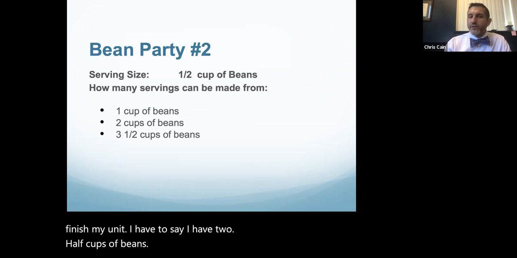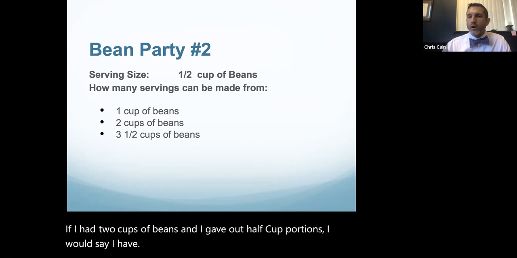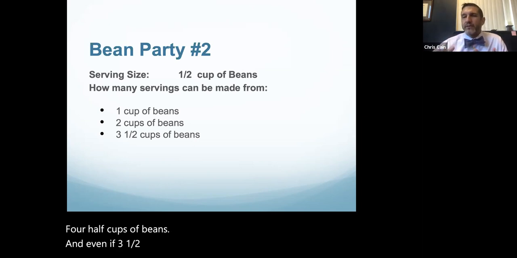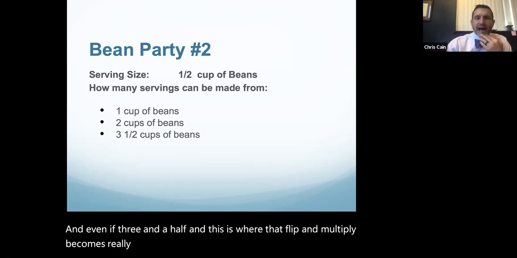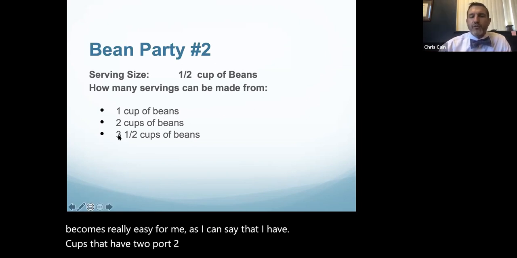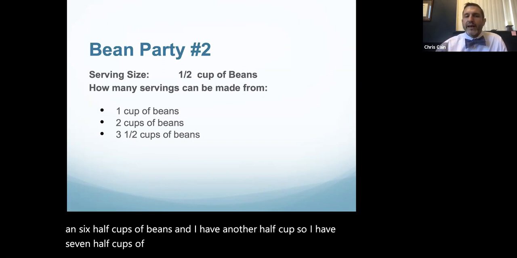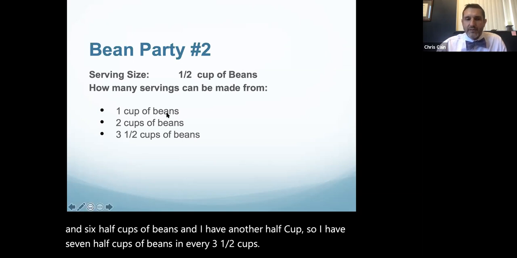I have to say I have 2 half cups of beans. If I had 2 cups of beans and I gave out half cup portions, I would say I have 4 half cups of beans. And even with 3.5, this is where that flip and multiply becomes really easy for me, is I can say that I have cups that have 2 parts each. So 3 times 2 is 6 half cups of beans. And I have another half cup. So I have 7 half cups of beans in every 3.5 cups. Units matter, right?